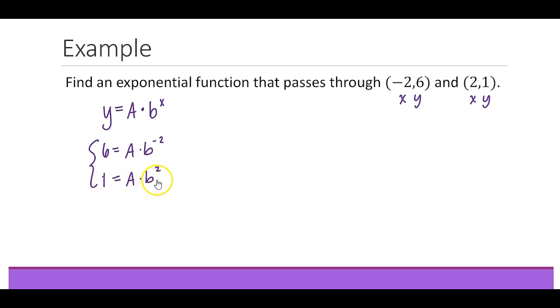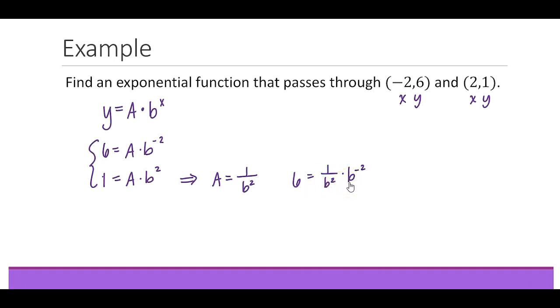I'm going to focus on the equation 1 equals a times b squared, and I'm going to solve it for a. So if I solve it for a, I have a is equal to 1 over b squared. And with substitution, we then take that value and substitute it into the other equation. So I have 6 is equal to 1 over b squared times b to the -2. And at least this equation now has all the same variable.